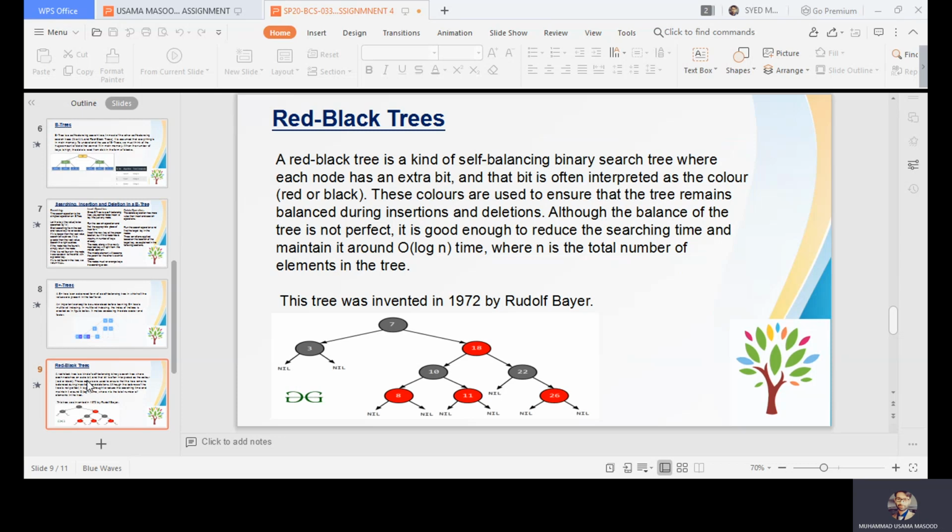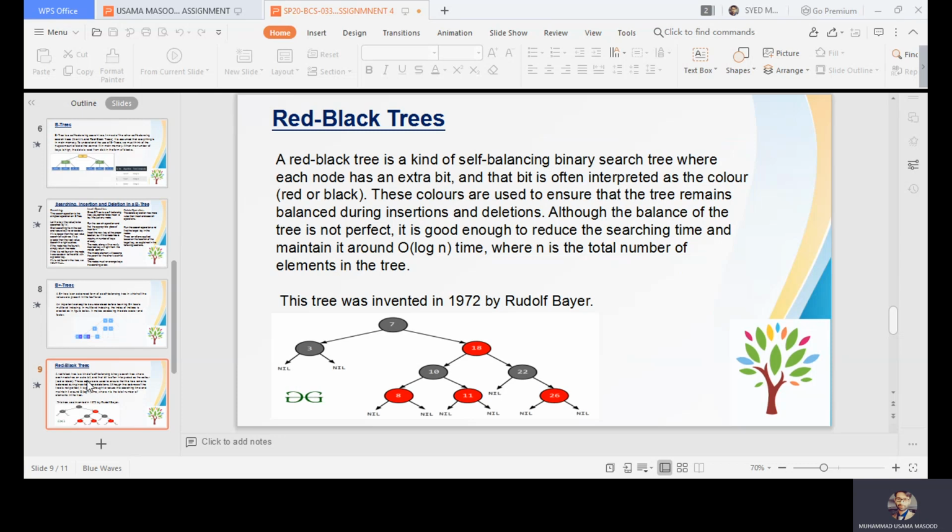So let's talk about the definition of the red black tree. A red black tree is a kind of self-balancing binary tree, as we discussed earlier, where each node has an extra bit. And that bit is often interpreted as the color red or black. So we use different colors, red and black, to interpret a bit. These colors are used to ensure that the tree remains balanced during insertions and deletions.